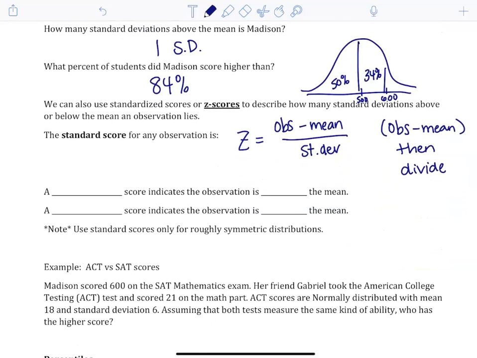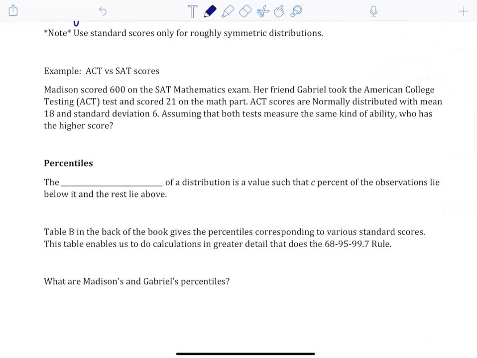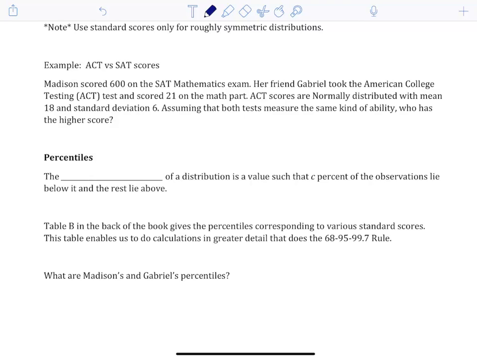Now, a few things to note here. If you have a positive z-score, then it just means that the observation is above the mean. If you end up with a negative z-score, it just means that the observation is below the mean. Now, we usually only use standard scores for roughly symmetric distributions. Otherwise, they just aren't all that meaningful. So an example of where these standard scores could be really helpful is if we were trying to compare 2 different tests. Here, Madison took the SAT, but Gabriel took the ACT. Who did better? Well, we can answer that question by calculating everybody's z-scores.